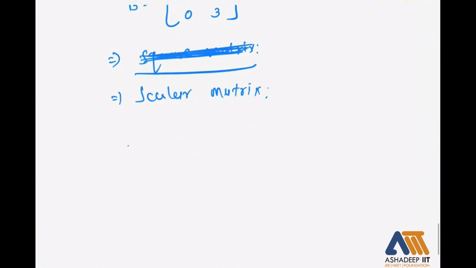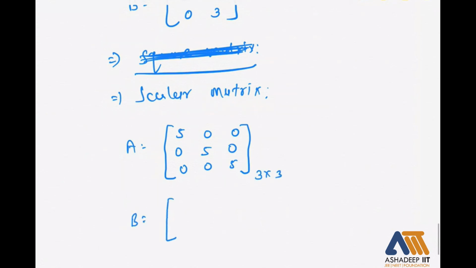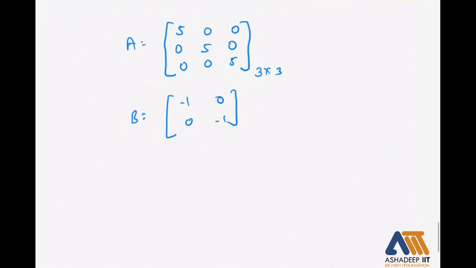So let's consider a 3 cross 3 matrix, 5 0 0, 0 5 0, 0 0 5. This is of the order 3 cross 3. Another one, minus 1 0 0 minus 1. So these two are scalar matrices.